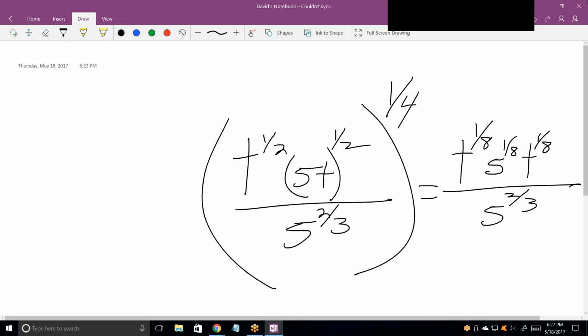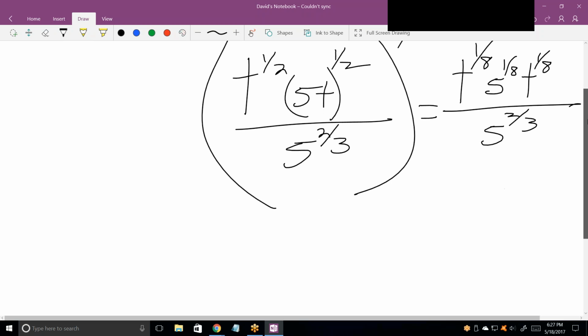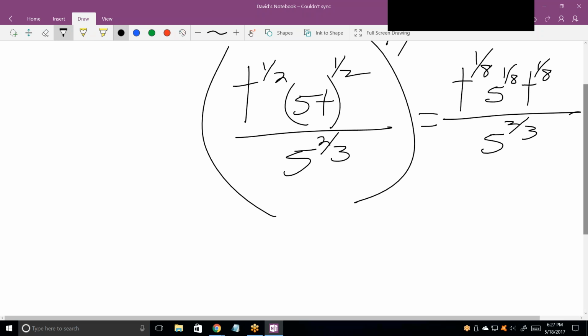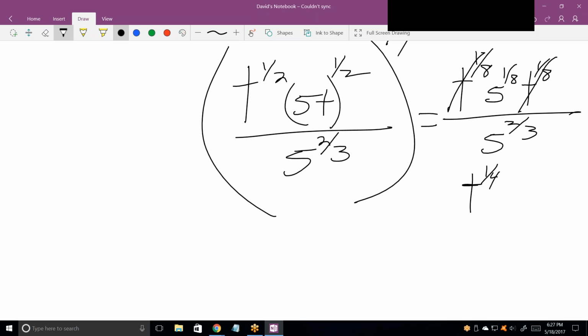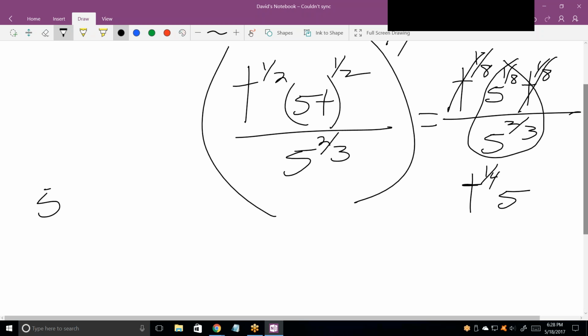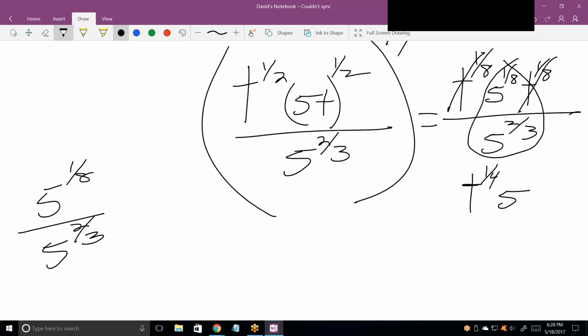Now, let's simplify the numerator. What's the t become? Just work left to right. Take all the t's. T to the 1/4. That gets rid of that and that. Now the only thing you have left is that. Subtract the exponents. What do you get? What's 5 to the 1/8 divided by 5 to the 2/3? What's our common denominator?